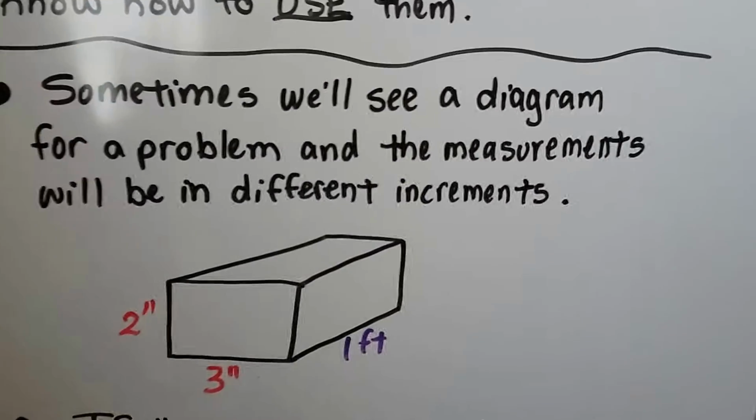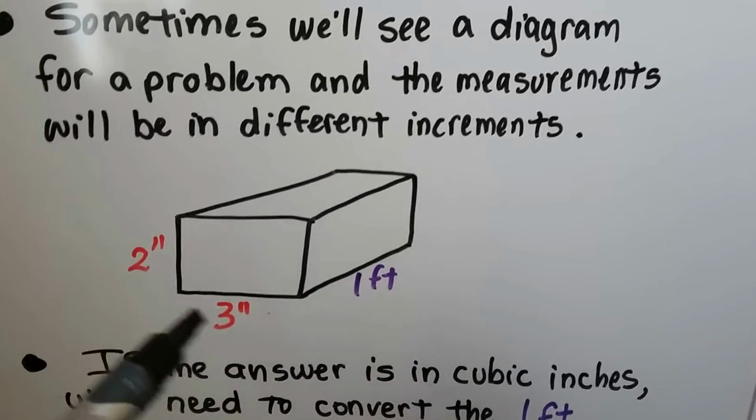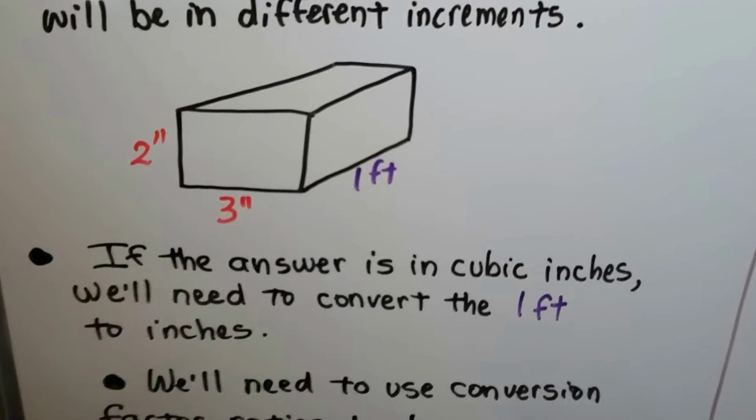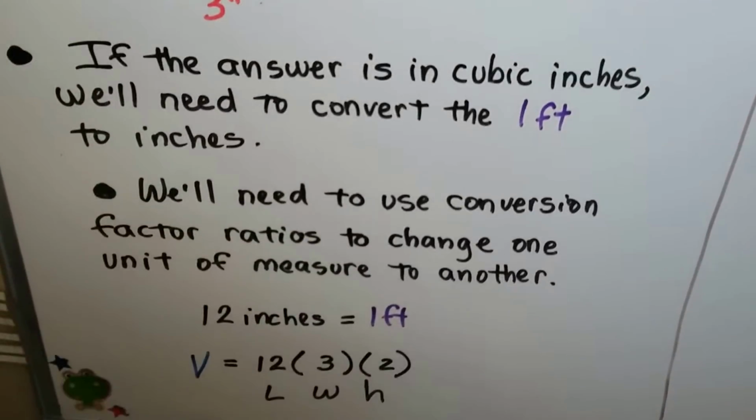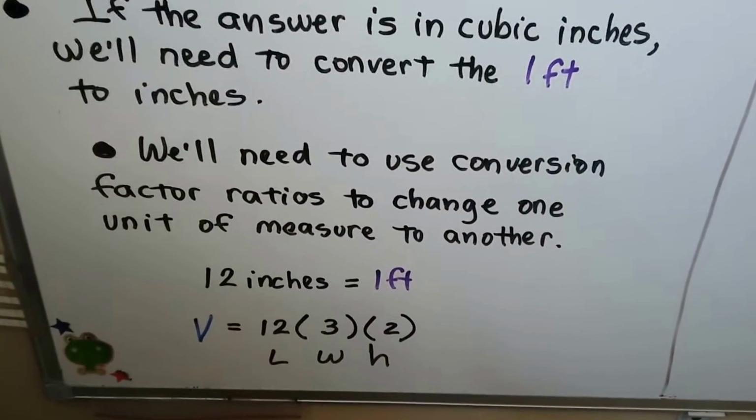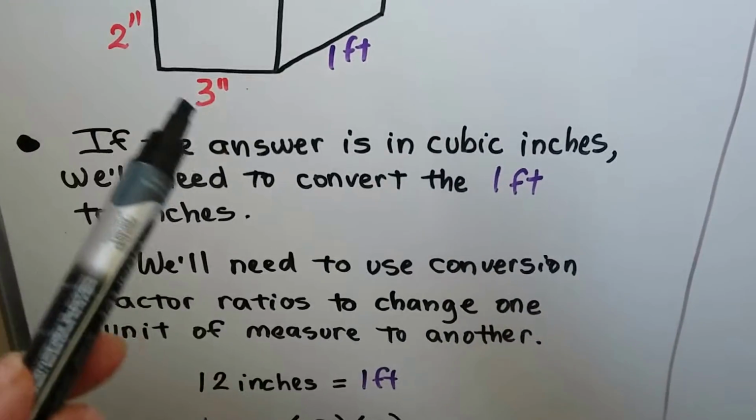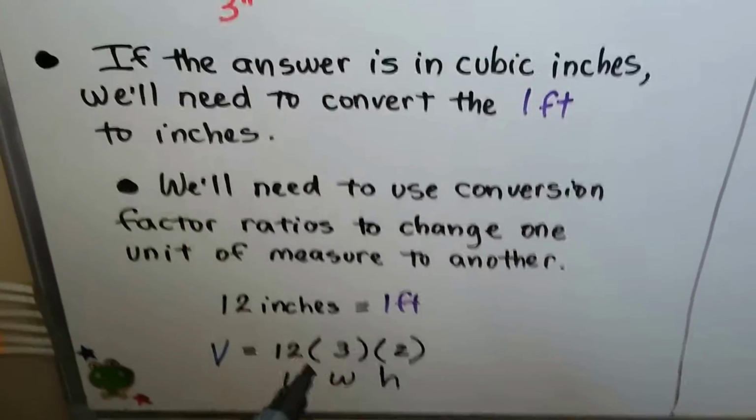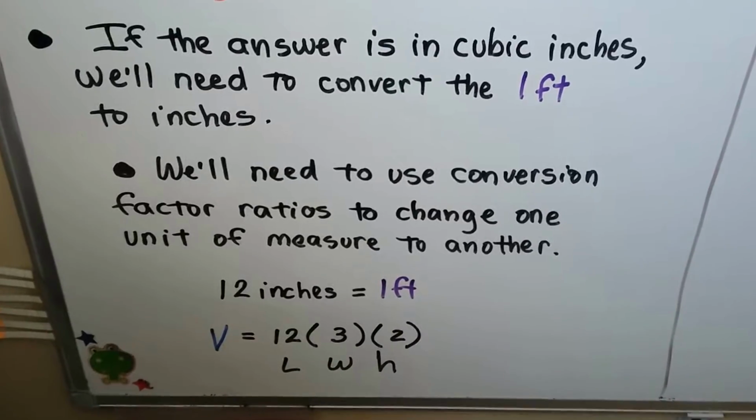Okay, and sometimes we're going to get a diagram for a problem, and the measurements will be in different increments. This is 2 inches high, 3 inches wide, but a foot long. And if the answer is in cubic inches, we need to convert that 1 foot to 12 inches. We'll need to use the conversion factor ratios to change one unit of measure to another. So 12 inches is 1 foot. So for length times width times height to find the volume of this, we're going to do 2 inches times 3 inches times 12 inches. See? Or 12 times 3 times 2, same thing. And then we'll get the cubic volume. Okay?